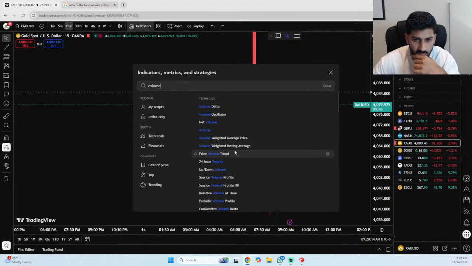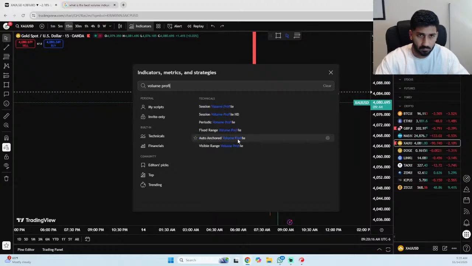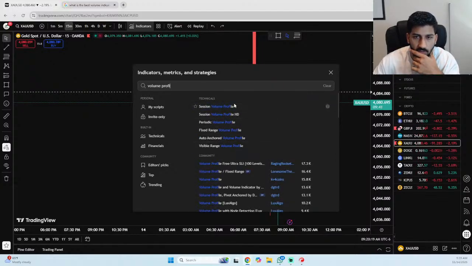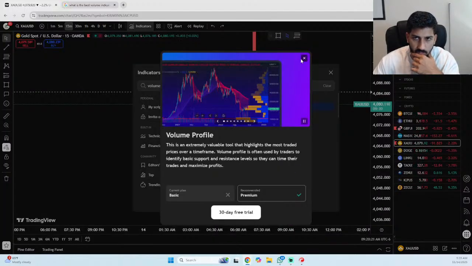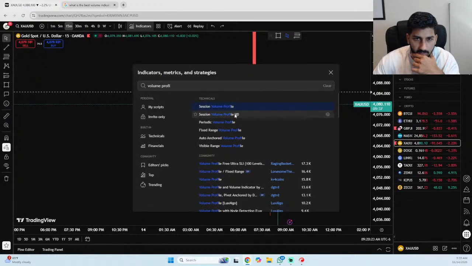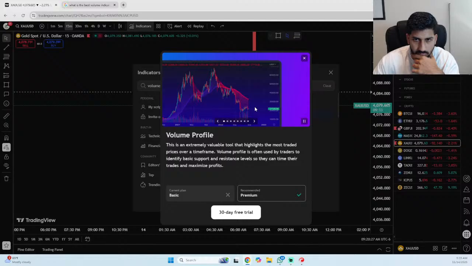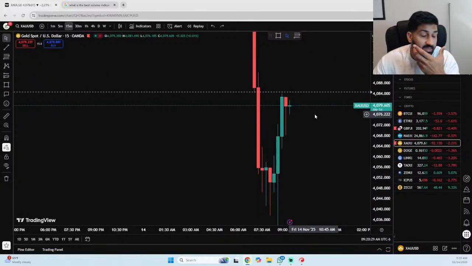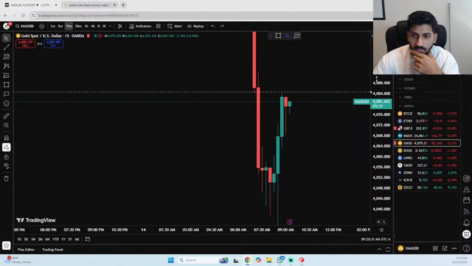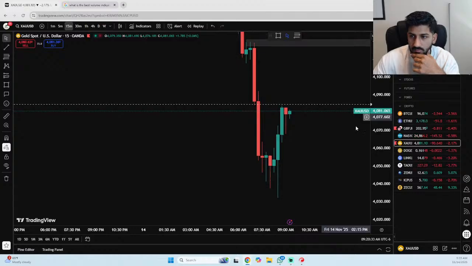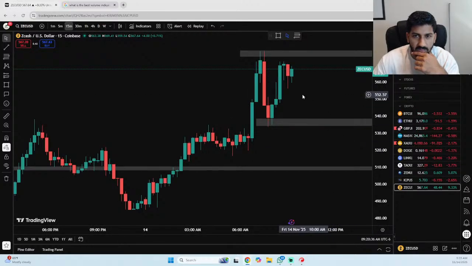Volume profile. Session volume profile. Oh, this is premium. Okay, so you just use the basic version. I don't use any indicators, so I don't need to. I got it. That's cool, man.